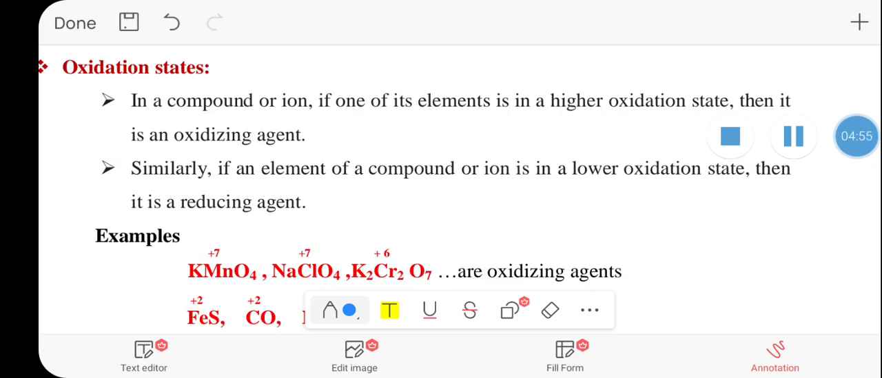The other one is oxidation state. In a compound or ion, if one of its elements is in a higher oxidation state, then it is an oxidizing agent. Similarly, if an element of a compound or ion is in a lower oxidation state, then it is a reducing agent.